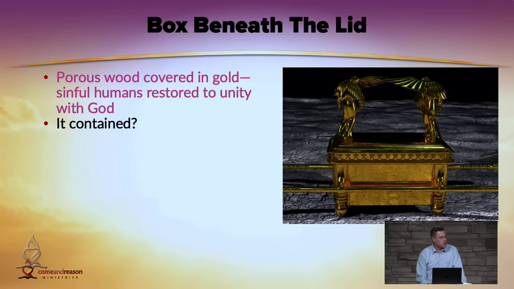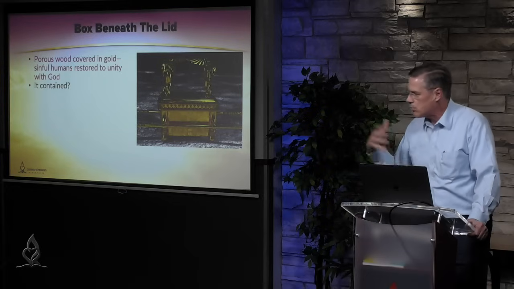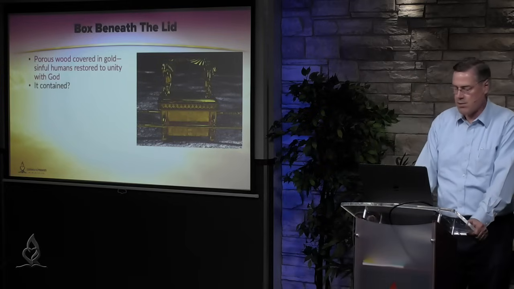And in the box, there were three elements that were placed, and they were placed in a certain order. This box represents your heart and my heart, if you have allowed the Holy Spirit to circumcise your heart and cut away your attachments to earthly things, and you've accepted the righteousness of Christ. Then you're represented by the box. And there are three things that go in the box, and they went in a certain order.